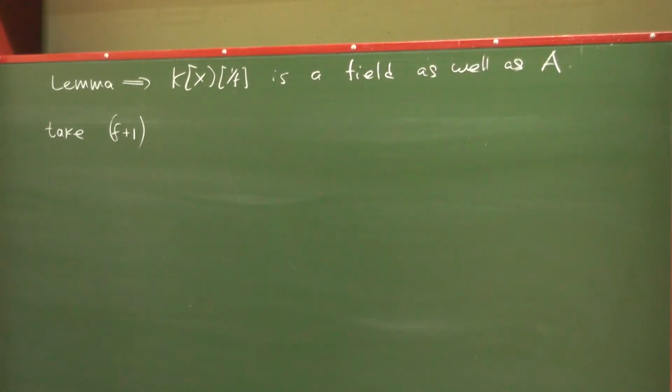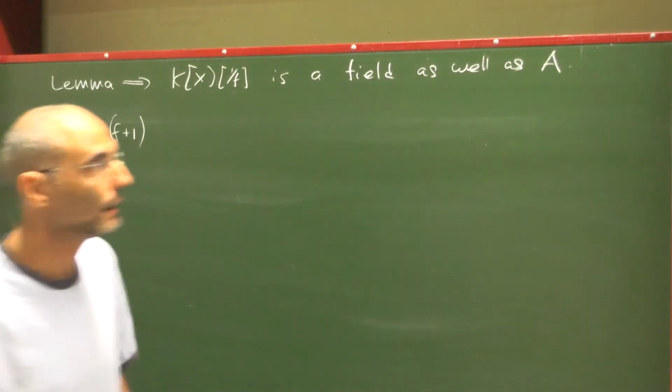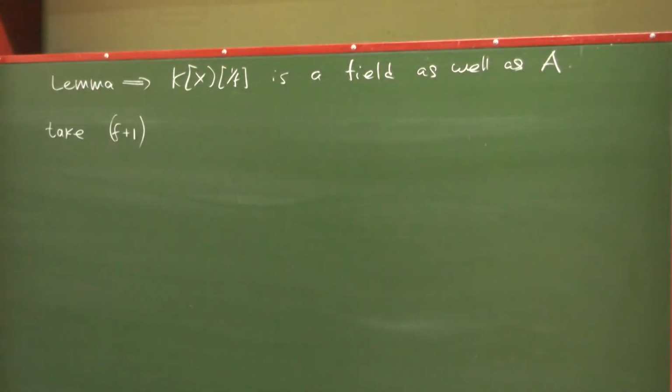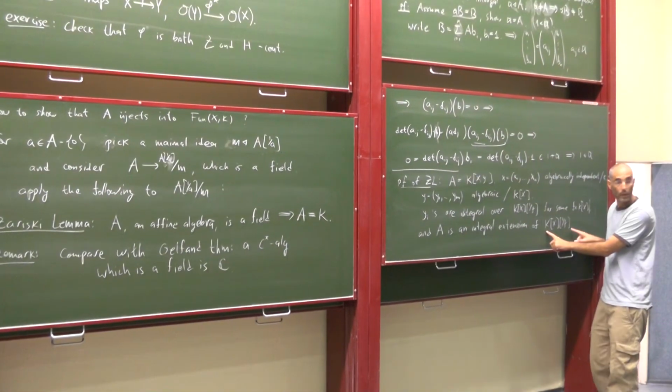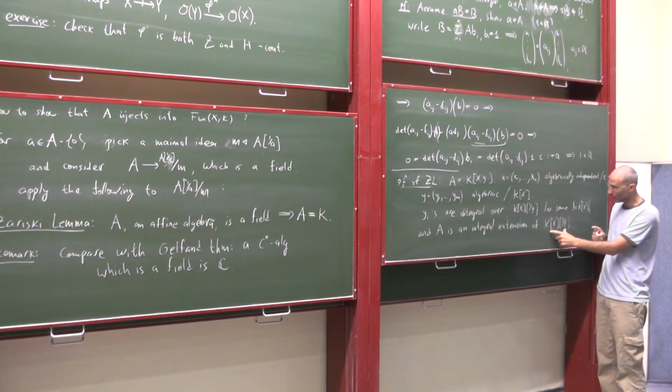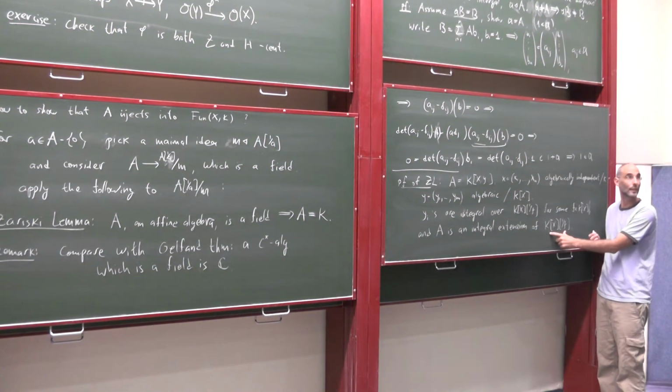What are you proving now? I'm explaining the proof of the Zariski lemma. I'm assuming that A is a field and I want to derive a contradiction. So I go that this is a field. Yes. And actually I want to explain this cannot be unless this thing is K itself.